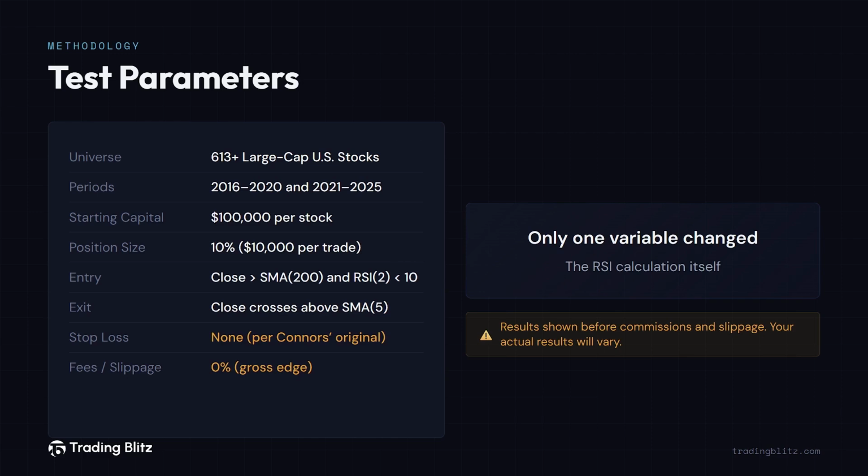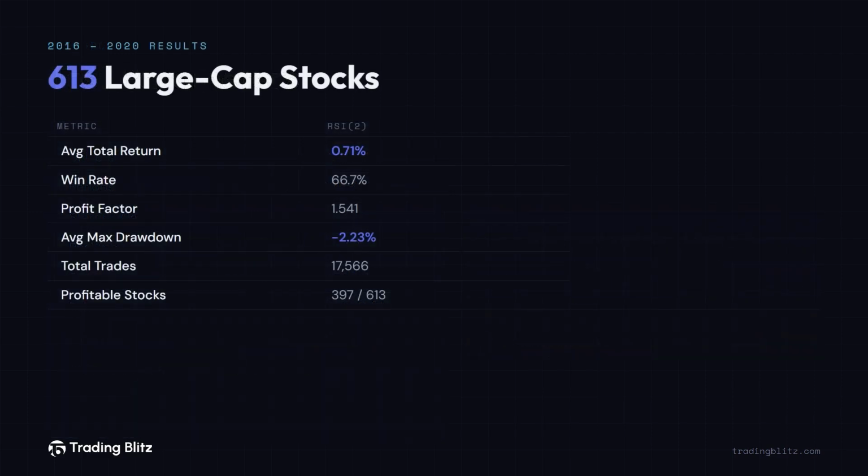All right, let's look at the numbers. Starting with the 2016 through 2020 period. The standard RSI test came in with an average total return of only 0.71% per stock. It had a win rate of 66.7% and a profit factor of 1.54. The strategy generated about 17,500 trades across 613 stocks, and 397 of them, roughly 65% of the stocks, finished the period in the green. These results are similar to our initial large cap test in the last video. The average maximum drawdown per stock was 2.23%.